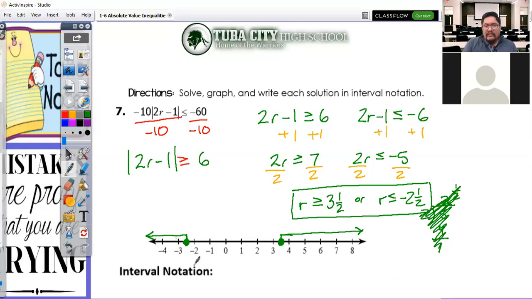So the first solution area is from negative infinity to negative 2.5, including the negative 2.5. So square bracket, because in this case we are including 3.5. And this one goes from there all the way to infinity. So there we go. That is the solution areas for that one.